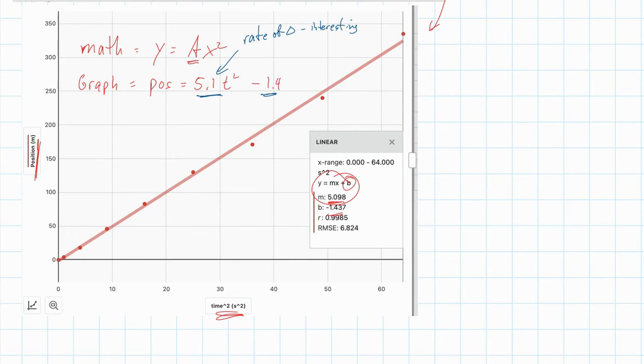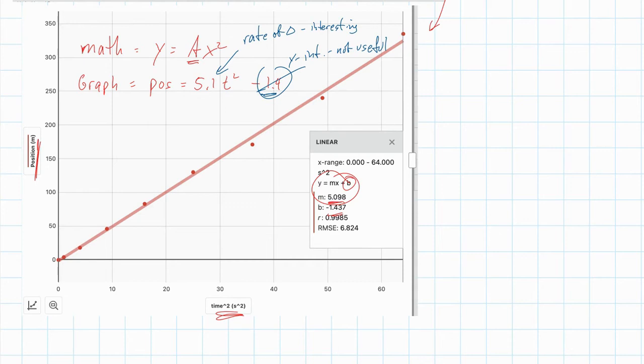The y-intercept is really just an offset. Is this graph here? Is it down here? Is it up here? It would have the same relationship, the same rate of change, regardless of the y-intercept. And so I don't really care about the y-intercept. It's not useful to this analysis. That's why we are able to ignore it, because it really doesn't tell us anything that we need to know. So what we're left with then is this equation, position equals 5.1 times time squared.